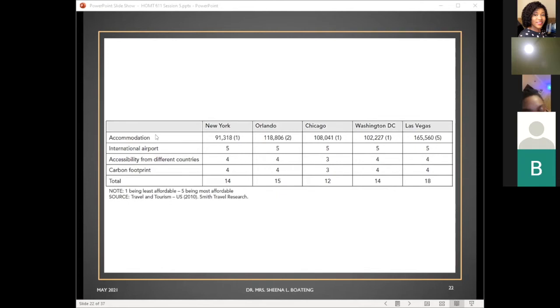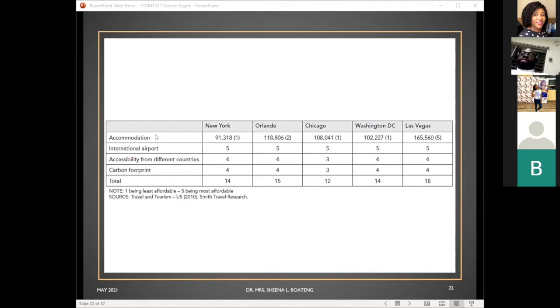So in terms of accommodation, which city was the most affordable using the grading scale that has been provided? Doc, is it highest to lowest or is that what? Look at the note at the bottom. It says 1 is the least affordable and 5 is the most affordable. So in terms of accommodation, which city was judged as the one with the most affordable accommodation? Is it Las Vegas? Las Vegas. Because they have a score of what?